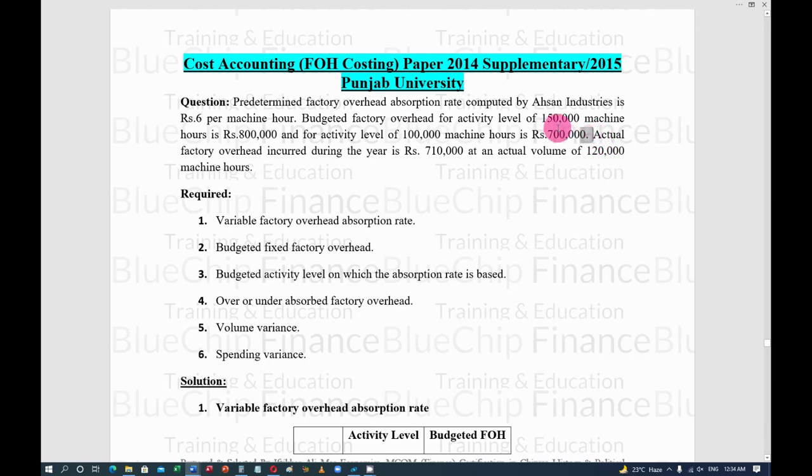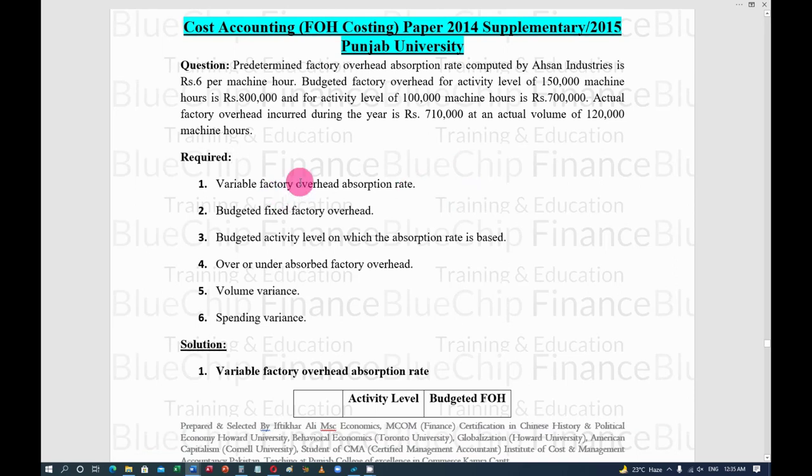So first of all, we record these two activity levels, note the change, divide the change, and calculate the variable rate. And very easily we can calculate the fixed rate also. Actual factory overhead incurred during the year is rupees 710,000 at an actual volume of 120,000. So that is your capacity attained, and that is actual FH. You are asked to calculate variable factory overhead absorption rate, budgeted fixed factory overhead, budgeted activity level on which the absorption rate is based, over or under absorbed factory overhead, volume variance, and spending variance.